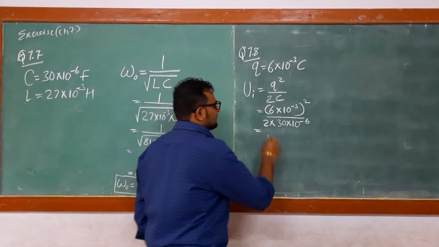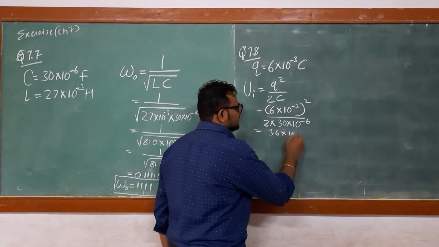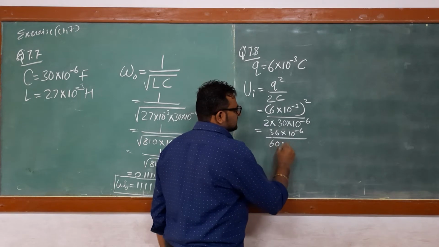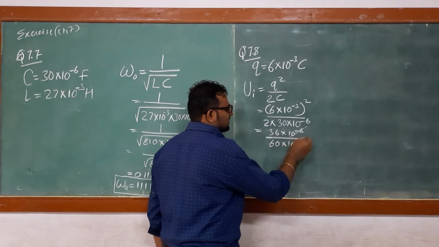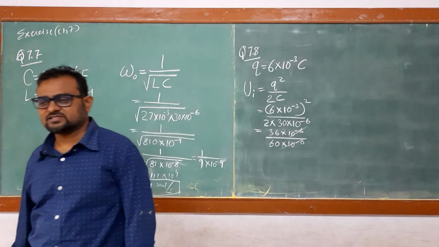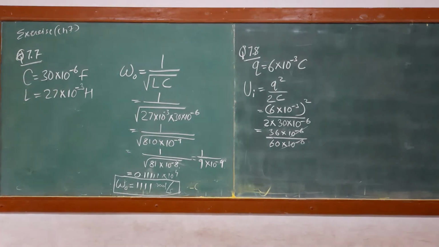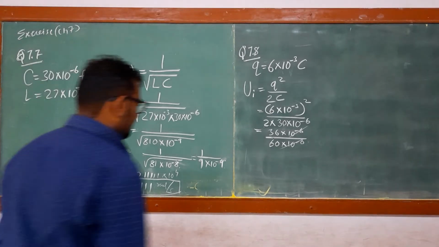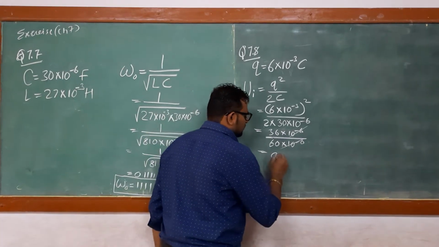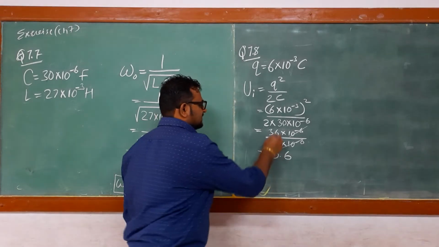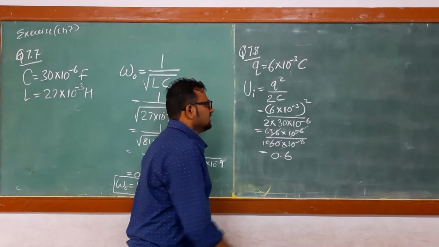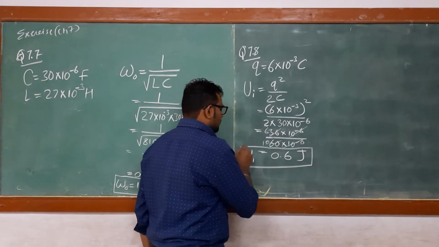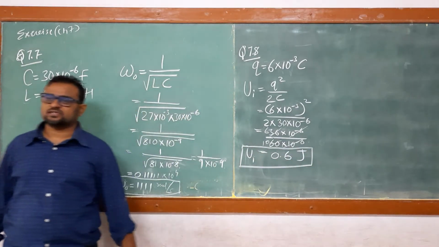Okay, so 6 square is 36 into 10 raised to minus 6 upon 30 into 2, that is 60 into 10 raised to minus 6. This will get cancelled. It's 36 by 60, so that will be equal to 0.6. So 0.6 joules. So the initial energy will be 0.6 joule.